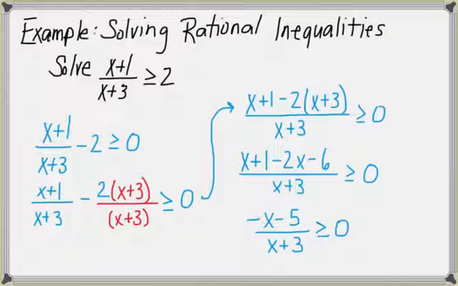First, you subtract your 2. Second step, you find your LCD, your least common denominator, which in this case is x plus 3. Then you're going to combine the two fractions by subtracting them, simplifying the numerator until you get down to (negative x minus 5)/(x plus 3), which is greater than or equal to 0. Once we get that done, we can take the numerator and the denominator and set them equal to 0 and find our boundary points.